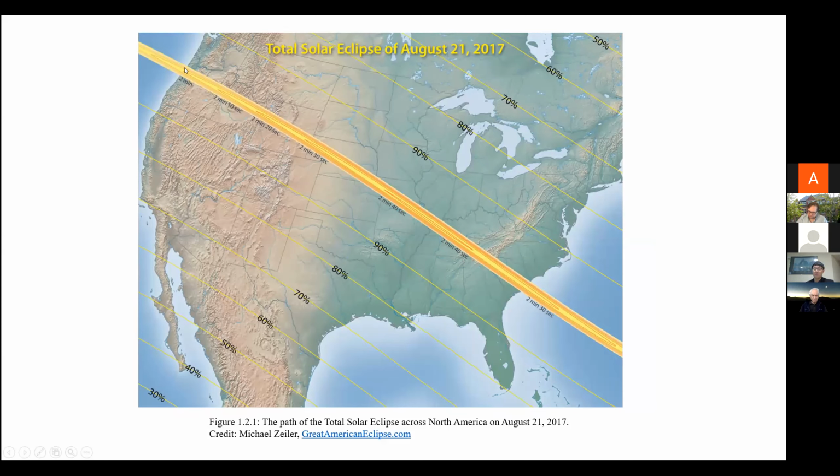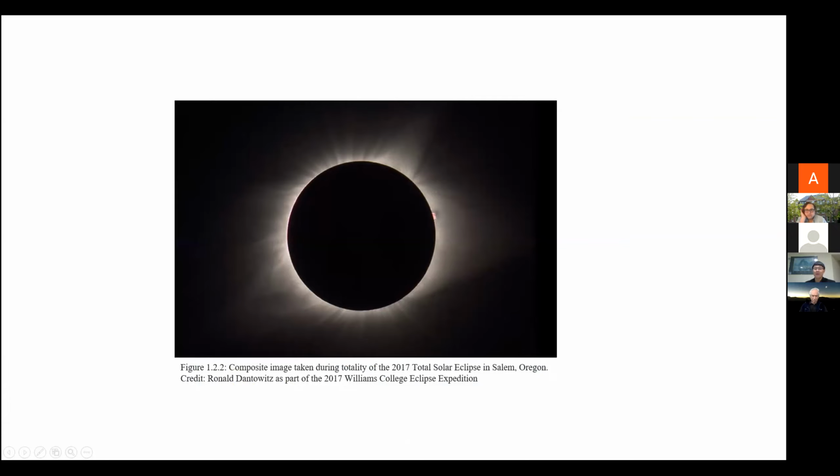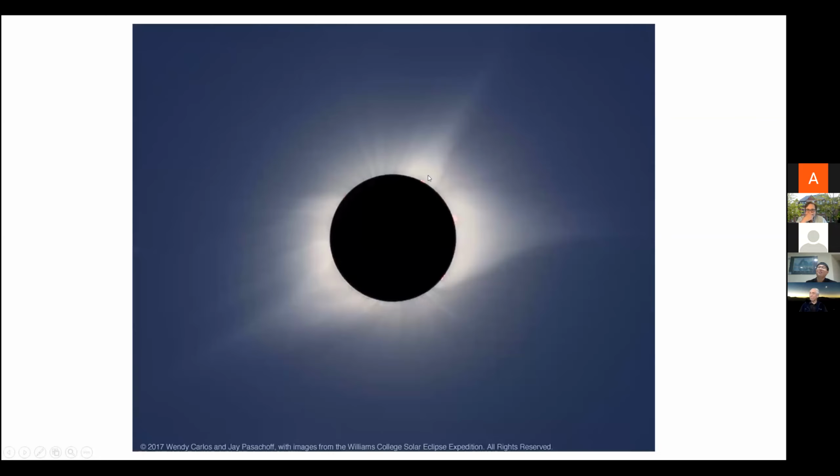Here we can see the corona in a composite image during that same total solar eclipse. This is another beautiful composite by Professor Pasachoff and Wendy Carlos that really showcases the solar corona, extending far into space.